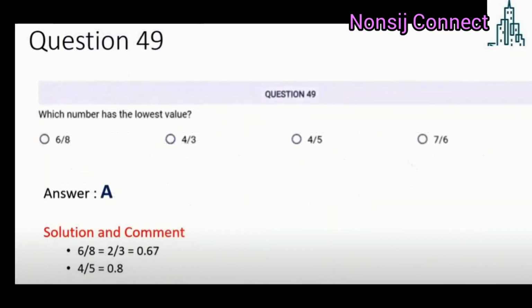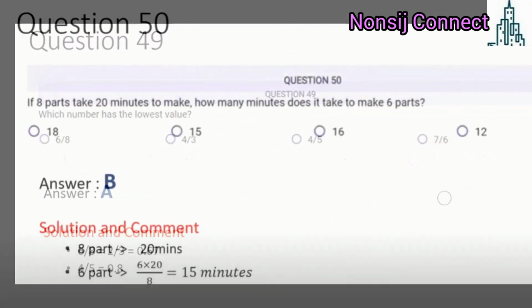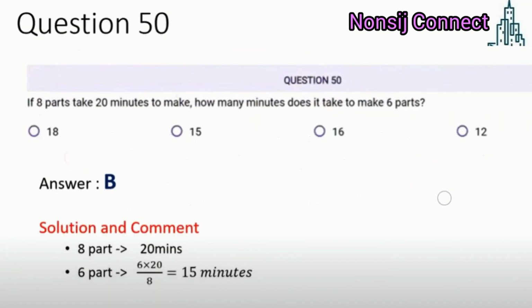Which number has the lowest value? When you check it, you will see that 6/8 will give you 0.8. With your calculator, you see that is the answer. If 8 part takes this, the answer is what? 15. I've solved this question in one of mine.